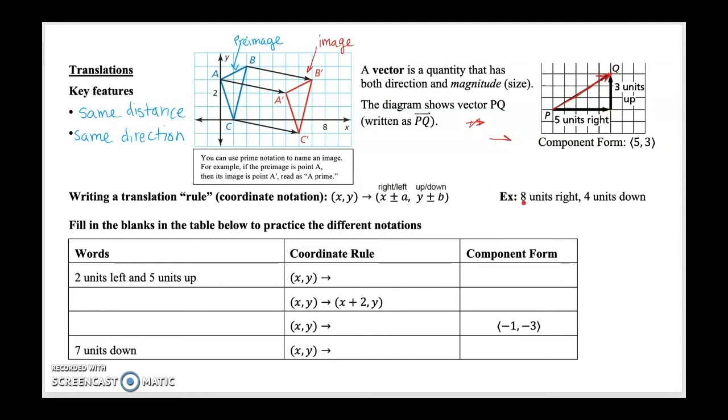So, as our little example here, if you were to move a point 8 units right and 4 units down, then you would write this in that coordinate rule as x, y goes to x plus 8, y minus 4, because you'd be moving 8 to the right, which would increase your x value by 8, right? If you were at 2, and you go 8 to the right, you'd be at 10. So that's how you write that.